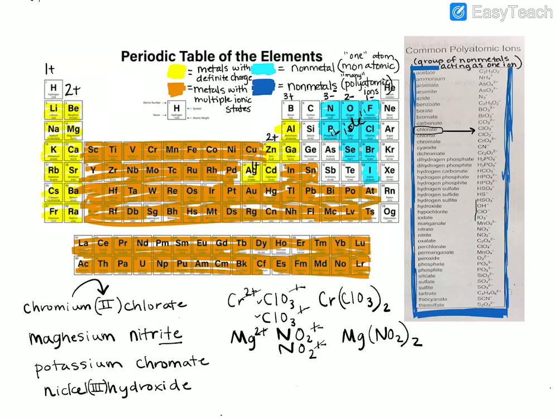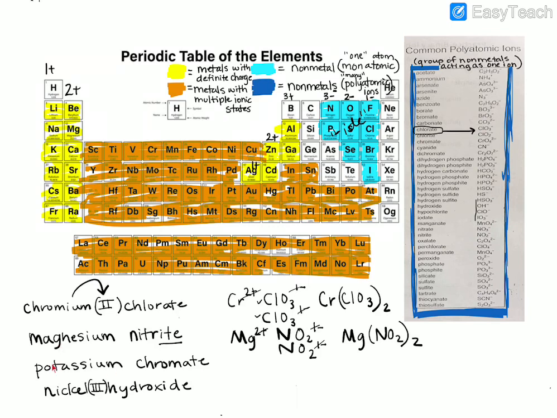So notice that we're never removing or changing the subscripts in any of these. You will never do that. If you have more than one of them, then yes, you will have to put parentheses around them, and then the subscript of how many of those ions you have in total. Now, sometimes you don't have multiple, so let's look at one like that.